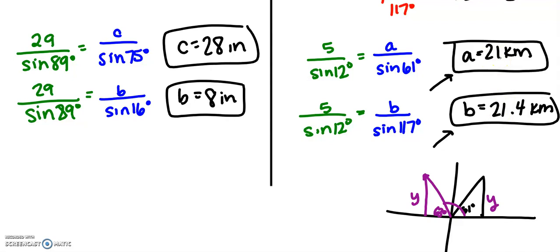Which is why these sides come back pretty close in terms of their numerical value. It's not just that 117 is that much bigger than 61, so the side is that much bigger than the one across from 61. You have to consider what's happening in the right triangle that's built into the oblique triangle, which again, there's a YouTube video posted if you'd like to learn more about where the law of sines comes from.